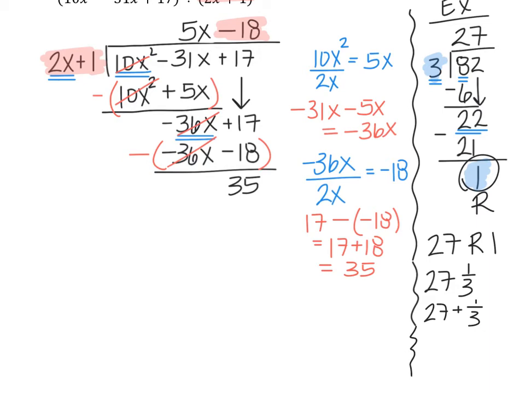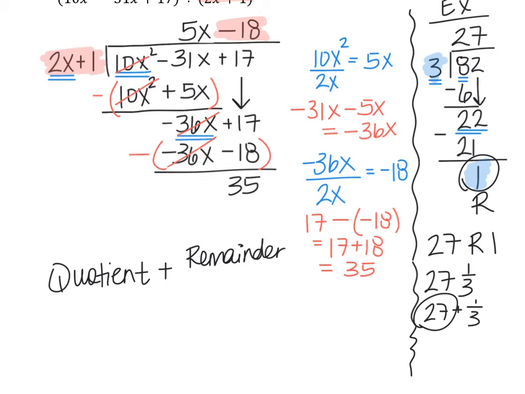So looking at how we write our answer, the 27 is our quotient. So we're always going to take the quotient, and then we're going to add the remainder. In that example, my remainder was 1. And it's the remainder divided by the divisor. So this is the format of a long division answer, the quotient plus the remainder over the divisor. That's how we got 27 and 1/3.